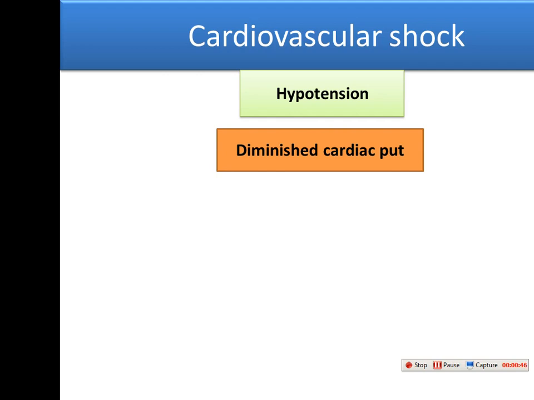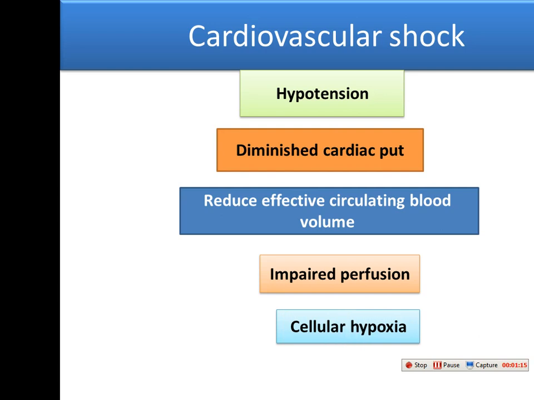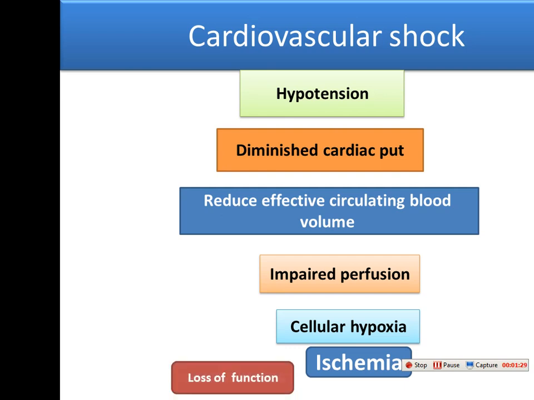And also there will be an inadequate quantity of blood supplying the tissue. We know that if we have a reduction in the effective circulatory blood volume, the tissue cannot receive a sufficient quantity. So this leads to impaired perfusion. Perfusion means the supply of blood to the tissue. This leads to hypoxia, and hypoxia may lead to ischemia, and from cell injury we know that ischemia may lead to loss of function of the organs, or maybe it leads to death.